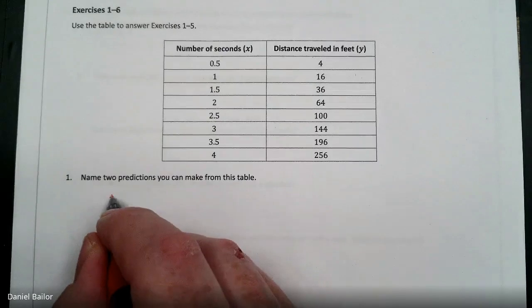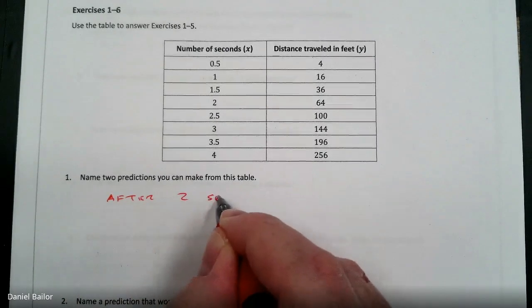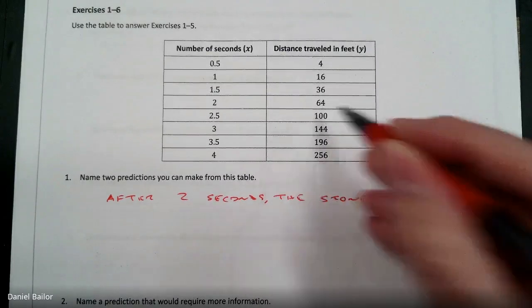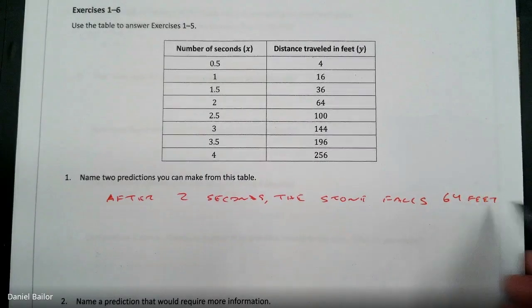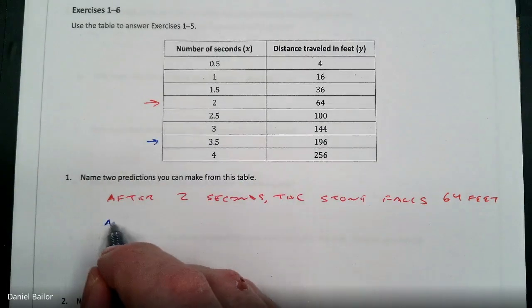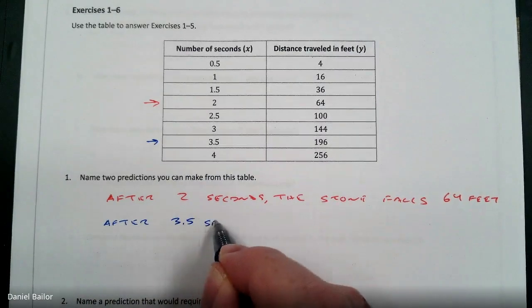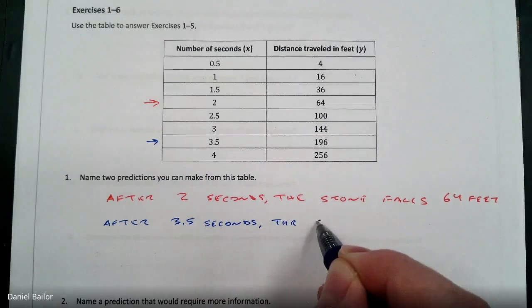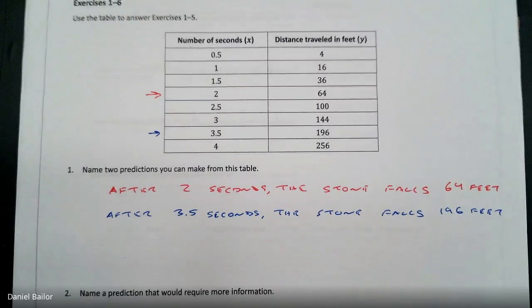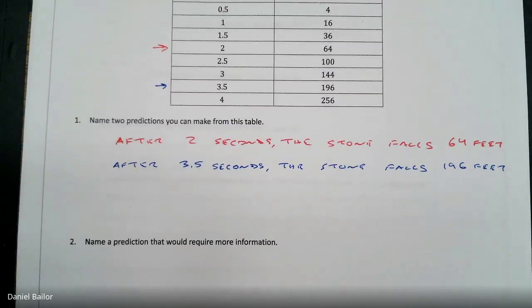My first prediction is after 2 seconds, the stone falls 64 feet. And that is this line on my chart. After 2 seconds, the stone falls 64 feet. That's a prediction. Next prediction, let's just use this one right here. After 3.5 seconds, the stone falls 196 feet. So that is really just my predictions. I'm using the table telling me what the evidence says is going to happen. So this is the evidence. These are my predictions.